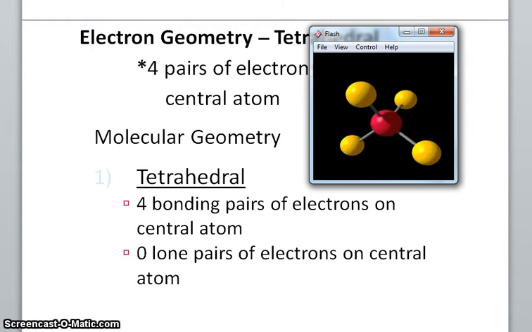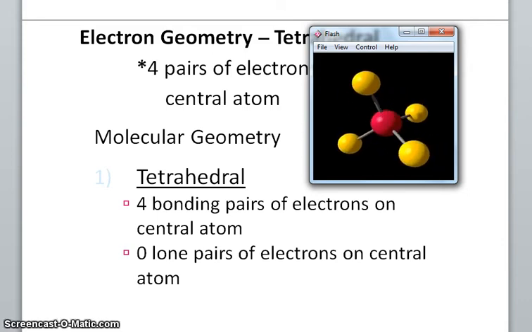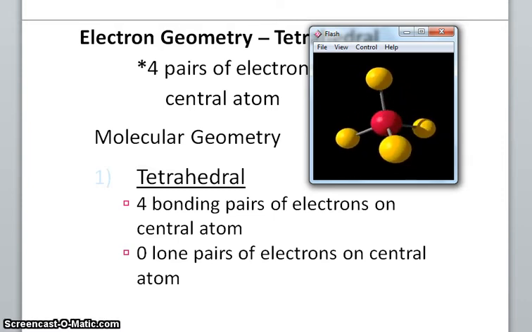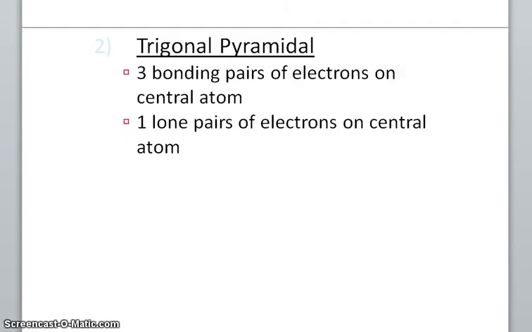Now when we look at the tetrahedral model, we've got the central atom in red, we've got 4 bonding pairs of electrons, and they're going to equally distribute themselves throughout space. So we're going to get a 3-dimensional model, which is what they're trying to show in this particular model, where we're going to have a tetrahedral arrangement.